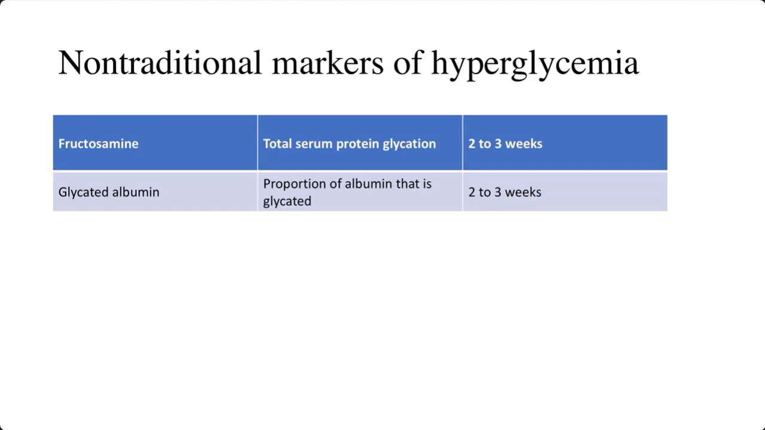There are other traditional biomarkers of hyperglycemia like fructosamine or glycated albumin. These are glycated proteins, and they reflect the hyperglycemia over 2 to 3 weeks. Previously, they were widely used, but for the time being, their use is mainly in the investigational lab.